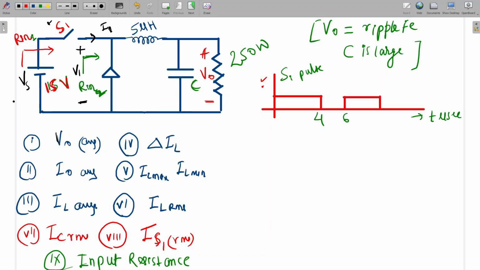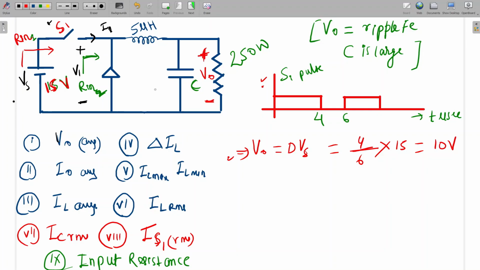It's very simple. Can anyone reply? See, VO is equal to D VS. All of you know this, I think. Is it clear? D is the duty. Duty means on time divided by total time. So what will be the duty here? Duty will be 4 by 6. For 4 microsecond the switch is on and the total time period is 6 microseconds. So duty is 4 by 6. 4 by 6 into VS 15. How much, can anyone calculate? So this will be 2 by 3 into 15, it will be 10 volt. So the output average voltage will be 10 volt.